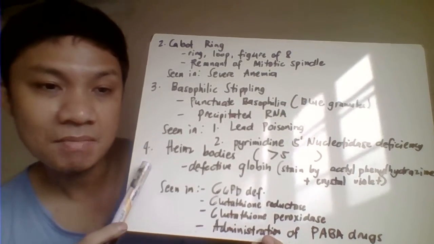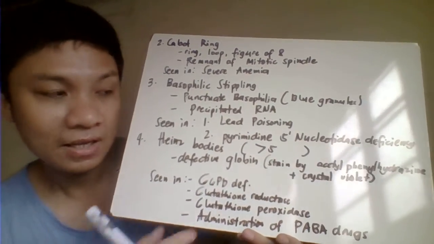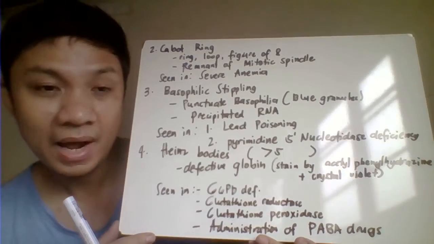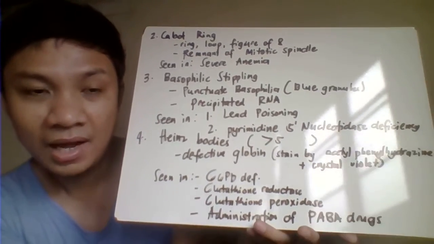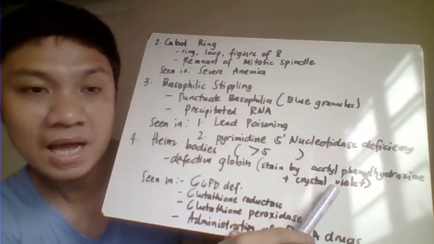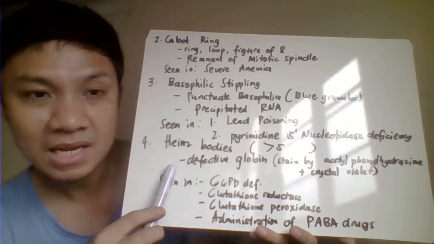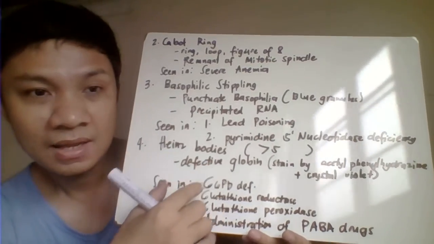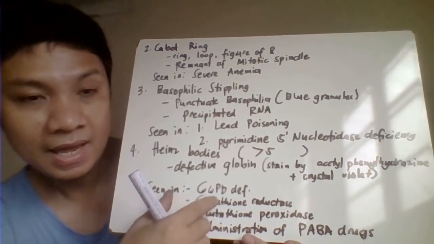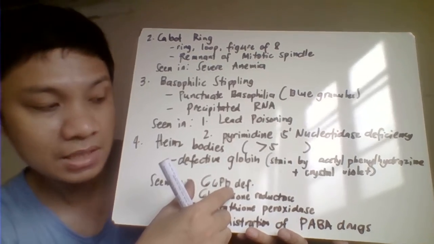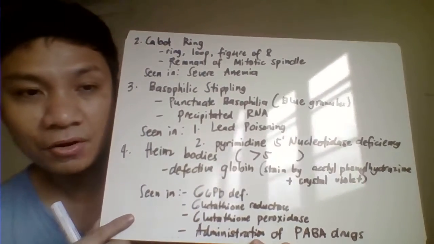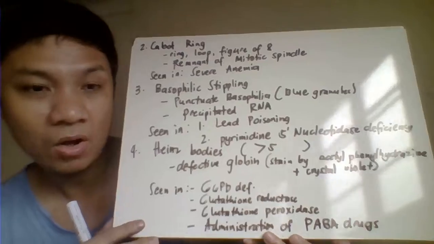On the next one, we have your Heinz bodies. Again, Heinz bodies is basically your precipitated globin. And that one is not stained by your Wright stain. Just like our reticulocyte, this one could also be stained by our supravital stain. So we have your acetyl phenylhydrazine stain plus your crystal violet. Okay, Heinz bodies is basically defective na globin, and that's because of the defective na hexose monophosphate shunt pathway or your pentose phosphate pathway. And that's because you don't have this enzyme, glucose-6-phosphate dehydrogenase, your glutathione reductase, or glutathione peroxidase. Okay, and nagkakaroon ng precipitated globin natin once you've been exposed to oxidizing agents.